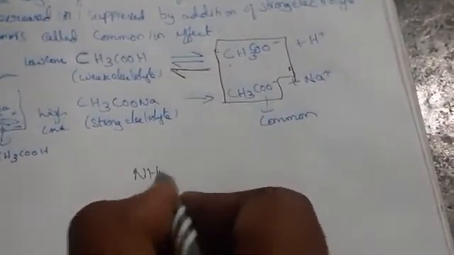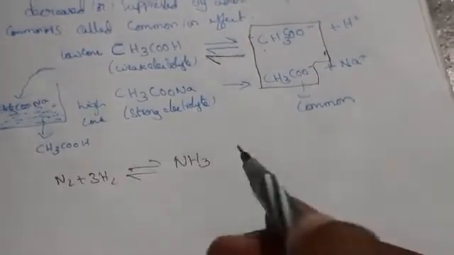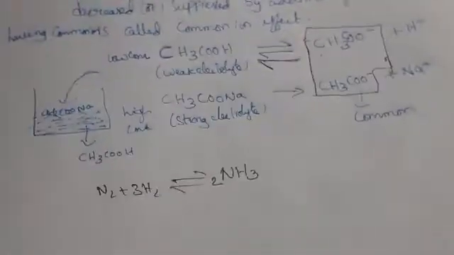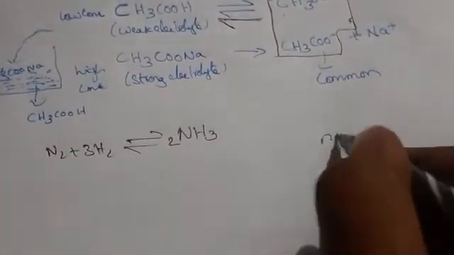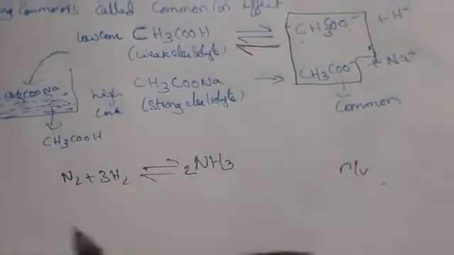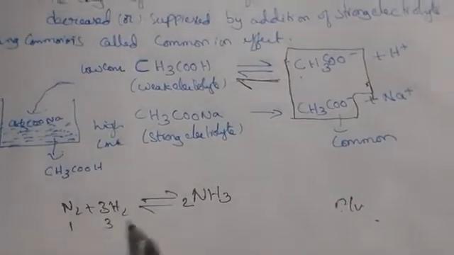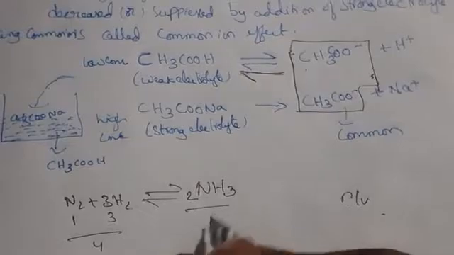For example, I am taking the molecule NH3, which is Haber's process. N2 plus 3H2 gives rise to 2NH3, right? Concentration is nothing but the number of moles per liter, n by V, because we have the number of moles and liters. For N2 we have 1 mole, for hydrogen 3, so in total 4, and on the other side 2.